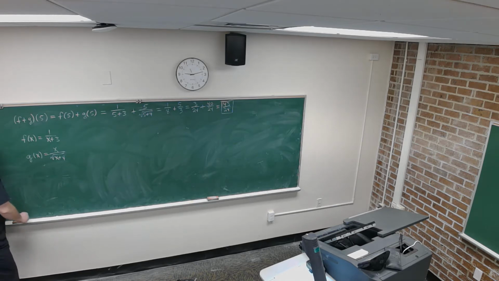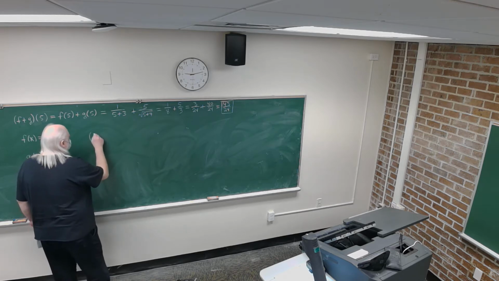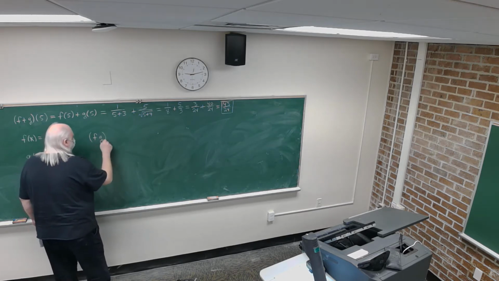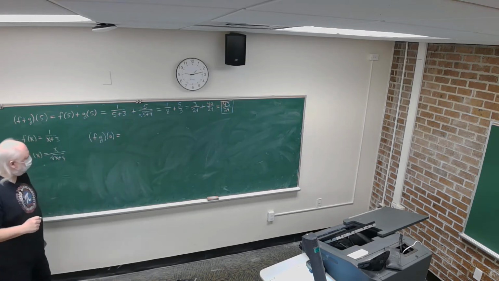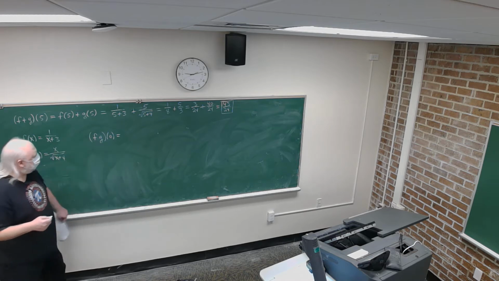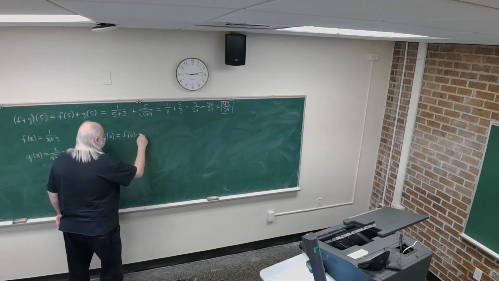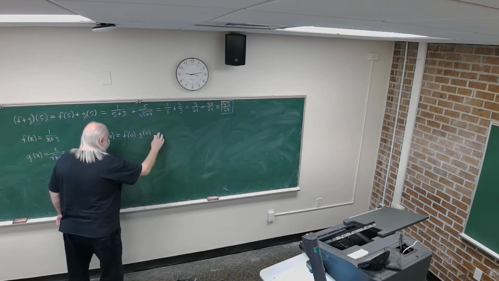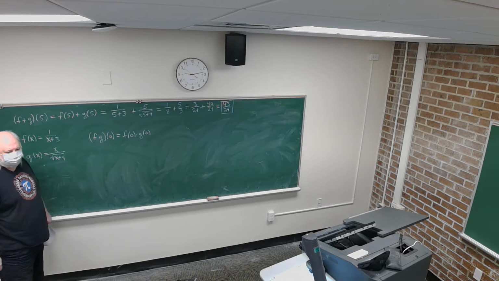All right. And then next we have to evaluate fg of 0. Fg at x equals 0. Well, that's equal to f of 0 times g of 0. To get the function fg, right, we multiply f of x and g of x.